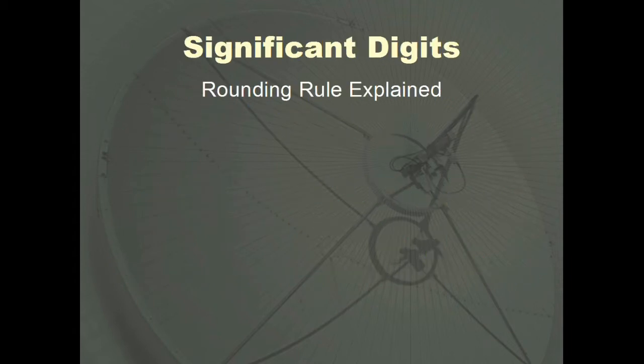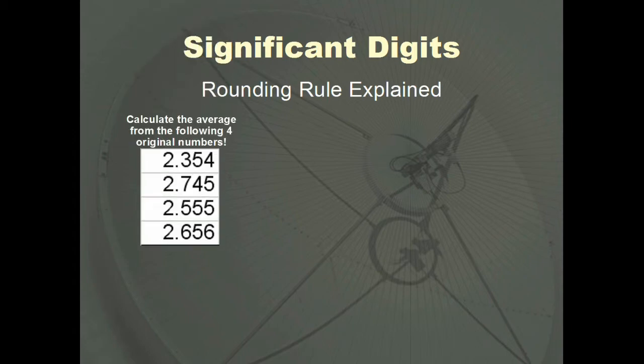Let me give you a little thought example. Here is a list of 4 numbers. Now let's calculate the averages just the way they are. Let's forget for a minute about significant digits. Let's just calculate the averages of those 4 numbers. What I'm coming up with is 2.5775. Well, that's a pretty exact measurement.